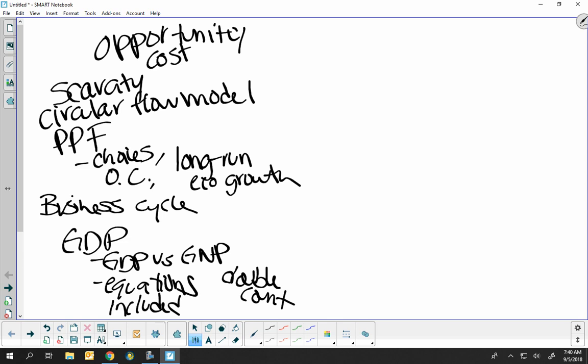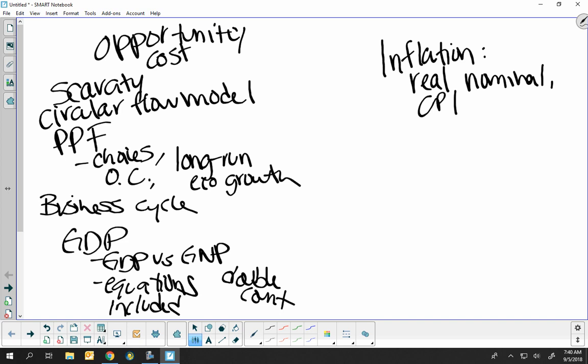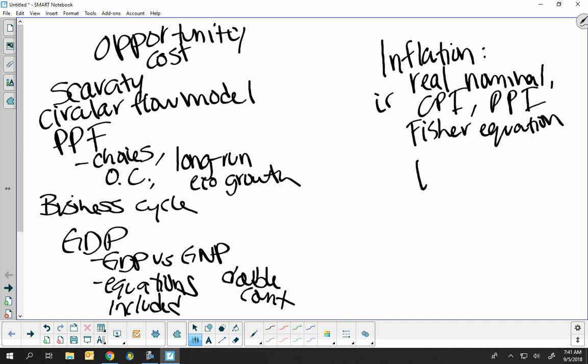And then there's inflation that goes with that. There's the idea of real versus nominal. There's the CPI. There's the PPI. There is the Fisher equation. There is interest rates, and the idea of real and nominal interest rates kind of goes along with the Fisher equation. There is, of course, the unemployment, whether that be the four types.